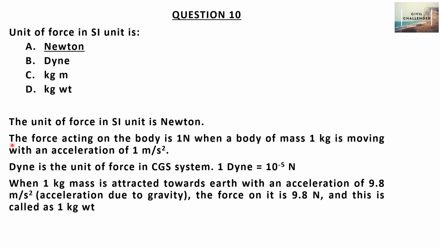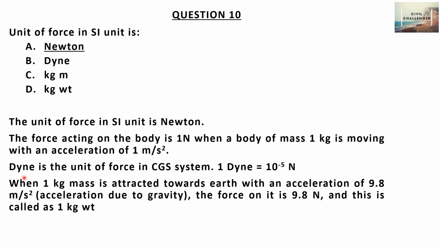And 1 Newton is the force acting on a body having a mass of 1 kilogram and has an acceleration of 1 meter per second square. Dyne is the unit of force in CGS system. And for your information, 1 dyne is equal to 10 to the power minus 5 Newton.